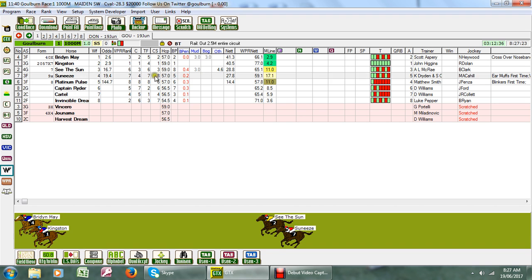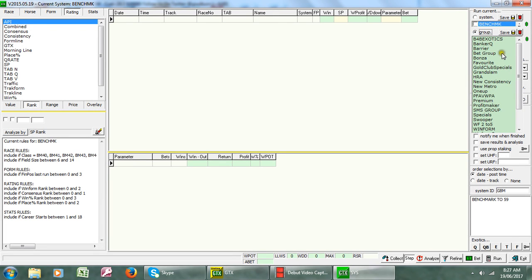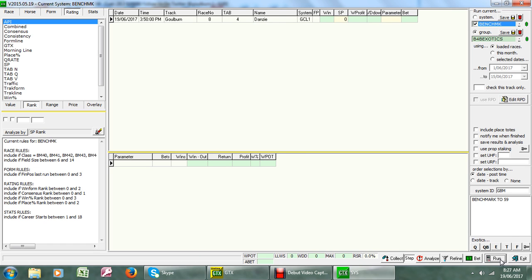Now, it's very simple for me to go and click on the Systems button in GTX, and I can hit Group. And I've got a group of selections here for our Gold Club subscribers. And when I press the Run button, first of all I've got to press Loaded Races, so for today only. When I press the Run button, all selections for today will come up.